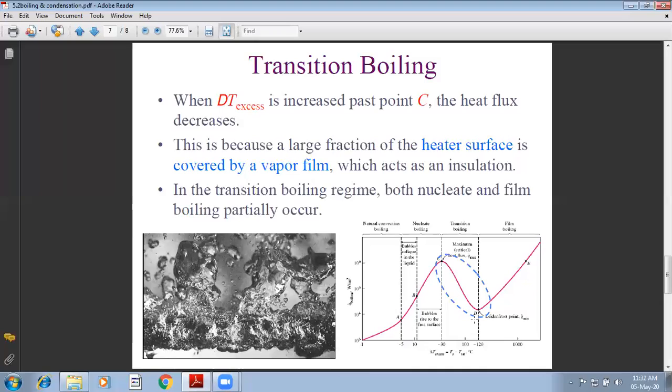Now this could be in the range of 30 to 120 degrees excess temperature. Now the excess temperature is nothing but how much temperature it is more than the saturation temperature. I'll repeat, this graph is obtained considering the pressure to be atmospheric pressure. So the saturation temperature corresponding to atmospheric pressure for water is 100 degrees Celsius.